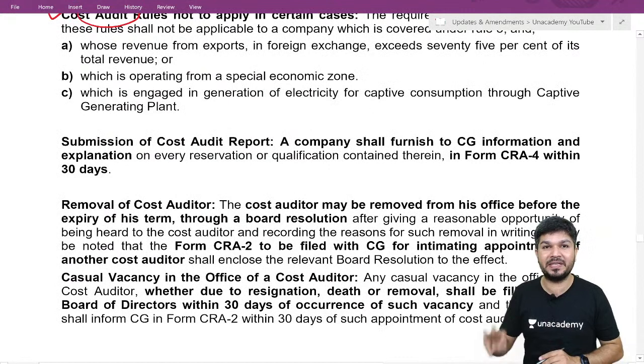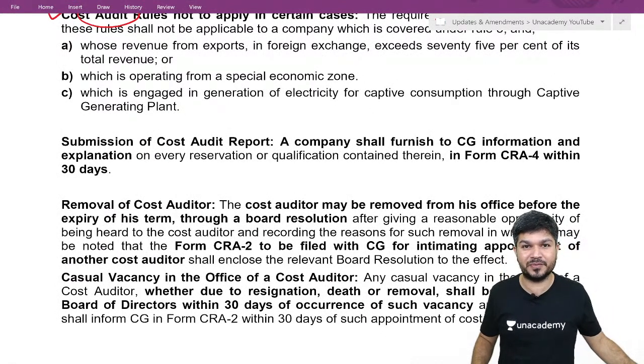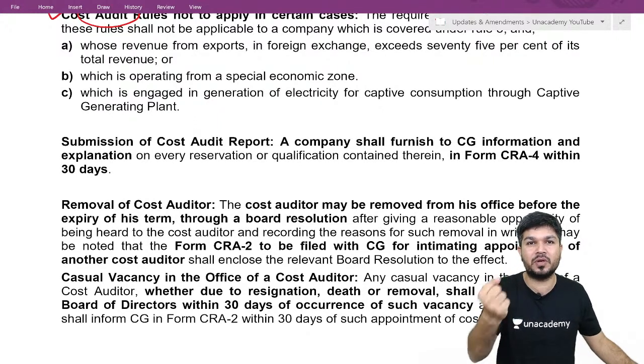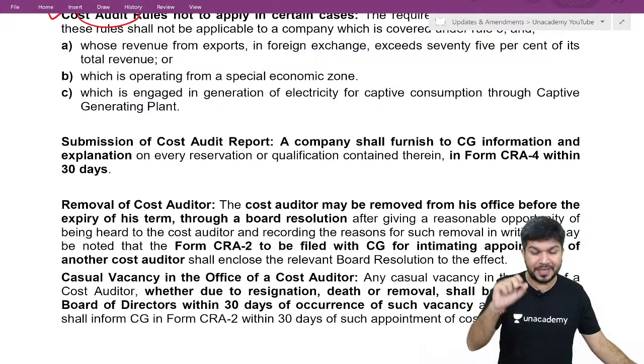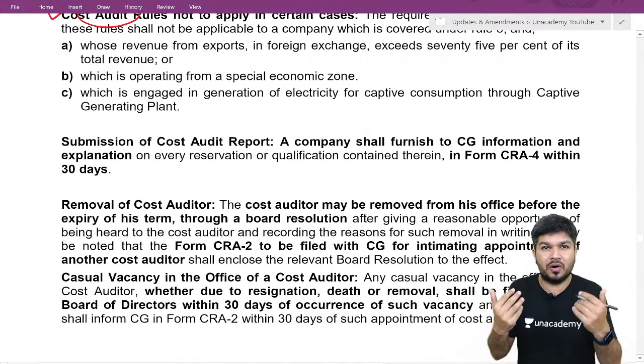Records are still to be maintained. There are 3 cases. 1. Your revenue from exports in foreign currency exceeds 75% of your total revenue. 2. You're operating in SEZ. And 3. You're engaged in production of electricity.